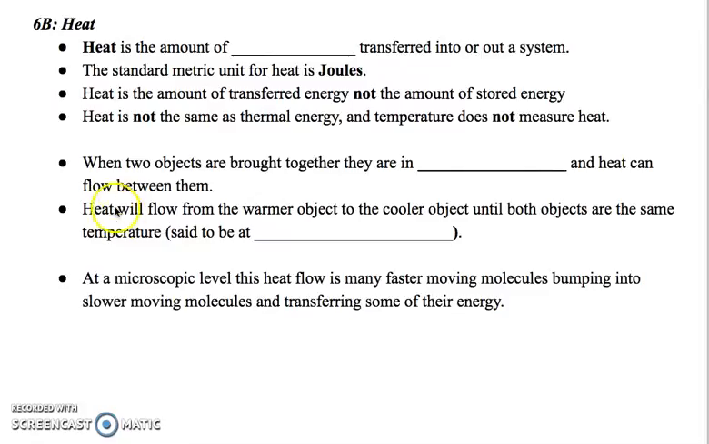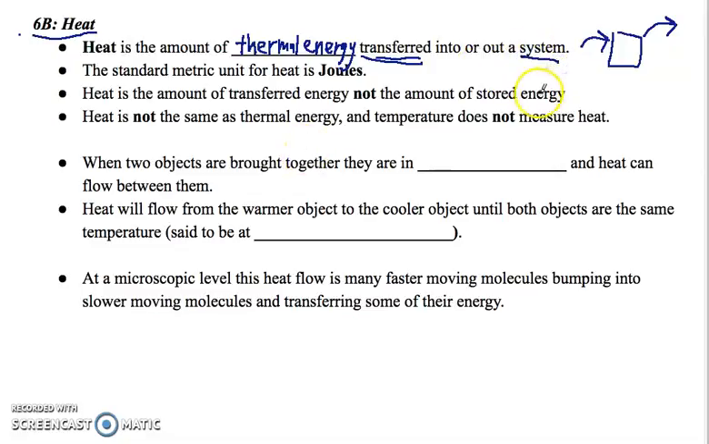Okay, in this section we're going to be talking about heat. So 6b. Heat is the amount of thermal energy transferred into or out of a system. The key word is transferred into or out of our system. So heat is the thermal energy that goes into a system or goes out of a system. And a system is an object or a group of objects you're looking at. So it could be anything really.